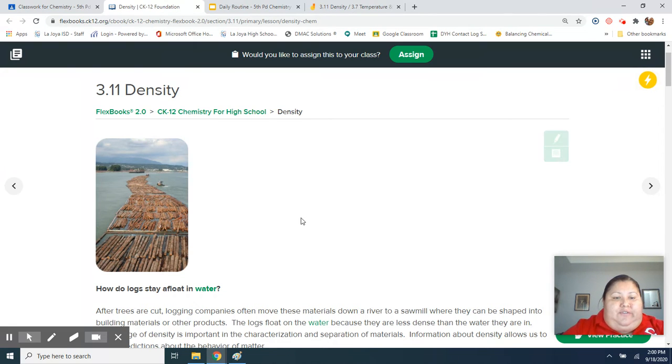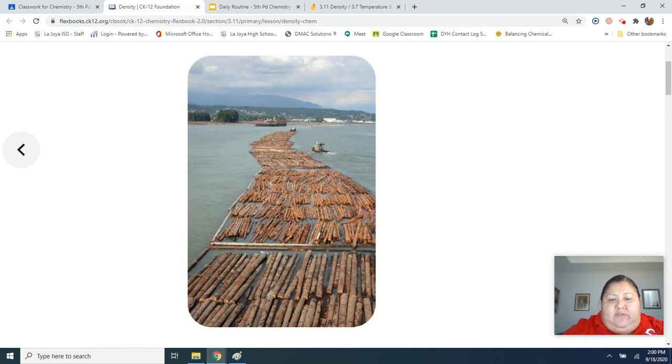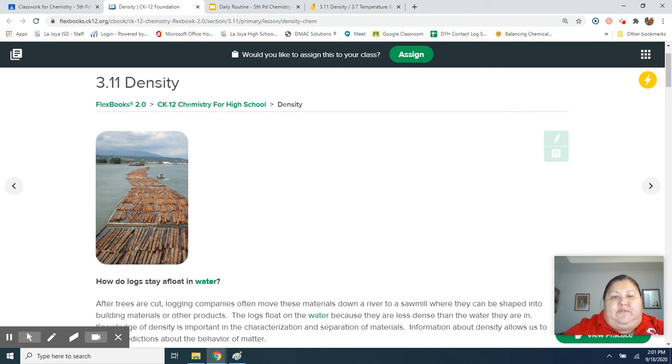So, first off, let's examine the picture that we have. The picture that they give us is these logs from a logging company, and they're being floated down a river to whatever their destination is. Obviously, it was up a mountain or in the country, and they're probably transporting it to the logging company where they will get nice and cleaned for building whatever it is that we need in society, for new homes.